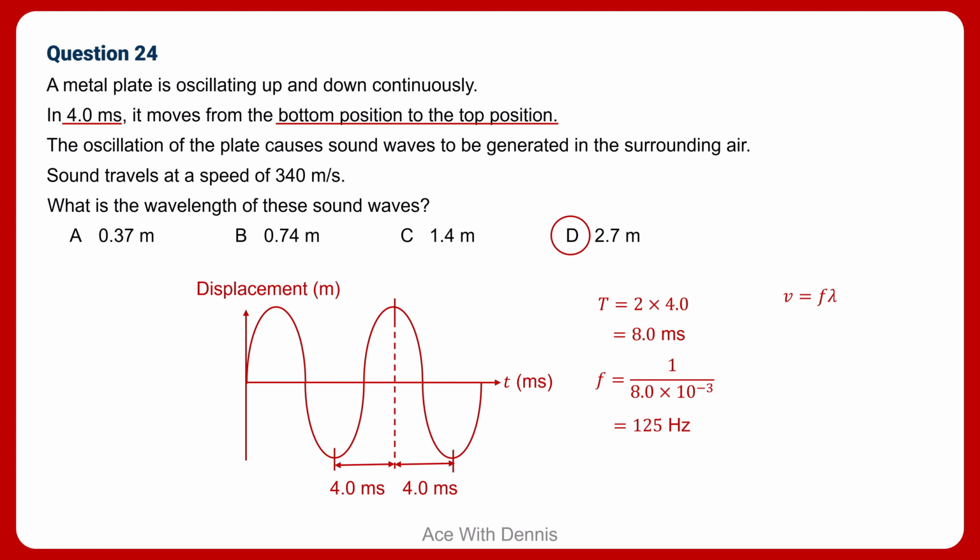Using the wave formula, v equals f lambda, we can determine the wavelength, which is lambda equals v over f. Given the speed is 340 meters per second and the frequency we have determined for the wave is 125, the wavelength will be 2.72 meters. Answer is D, 2.7 meters.